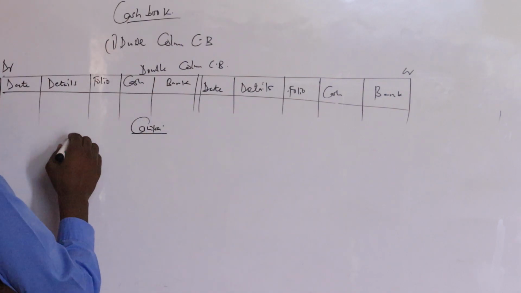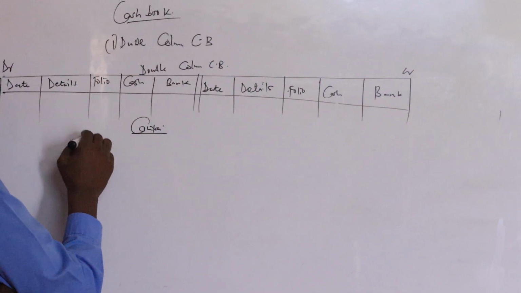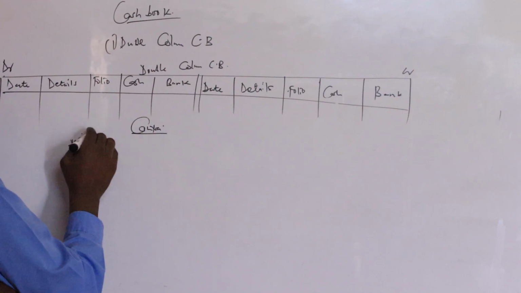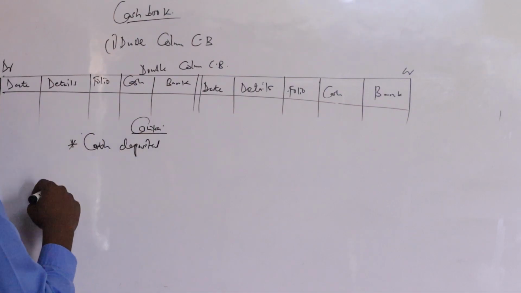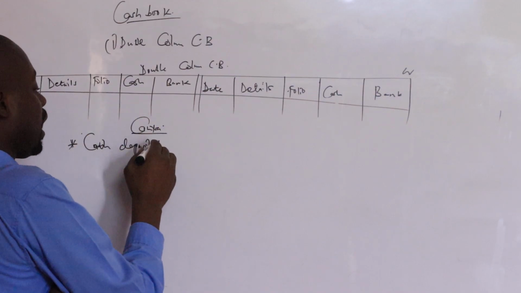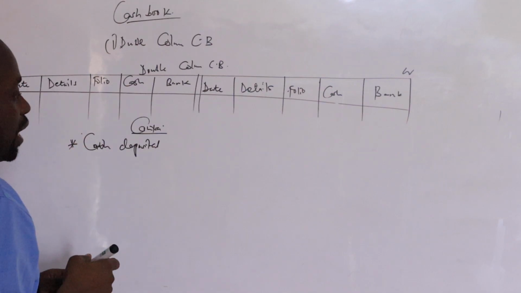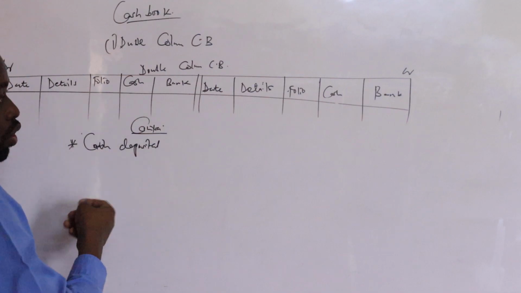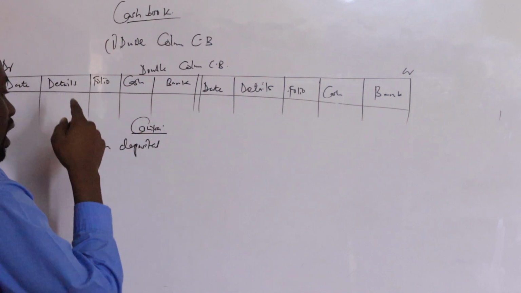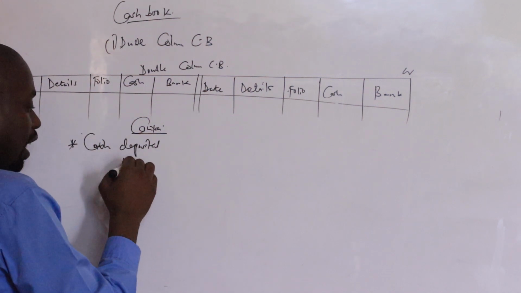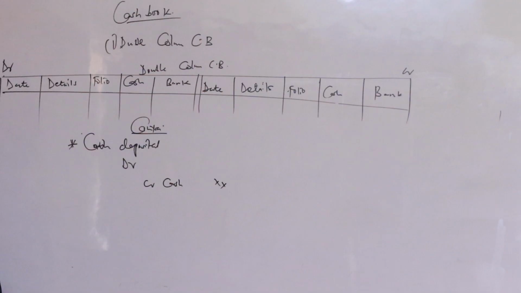So examples of contra entry. Number 1, cash deposited. So when we deposit cash, first of all, this money has come from the cash till at the business or from the safe. So cash being an asset, and we are taking part of it to the bank, we are reducing the cash account. Since it's an asset, we shall credit what? We shall credit the cash account because cash is leaving, is going down. Being an asset, we credit.